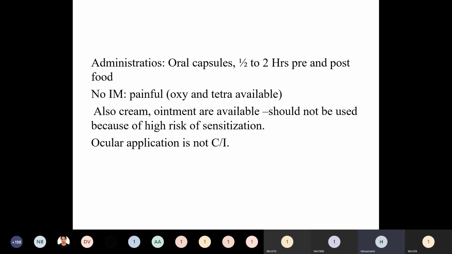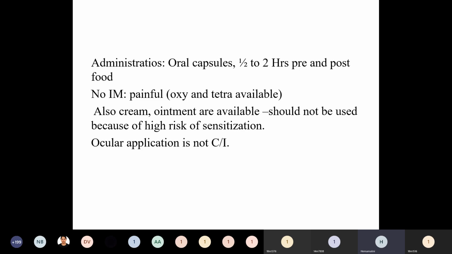Then coming to the administration, it is available in the form of oral capsules. They are taken half an hour before or 2 hours after the food. Why? Because food interferes with their absorption. To avoid this, you have to take half an hour before or 2 hours after the food. They should not be given by intramuscular injection, it's very painful. But oxytetracycline and tetracycline are available for slow IV infusion.